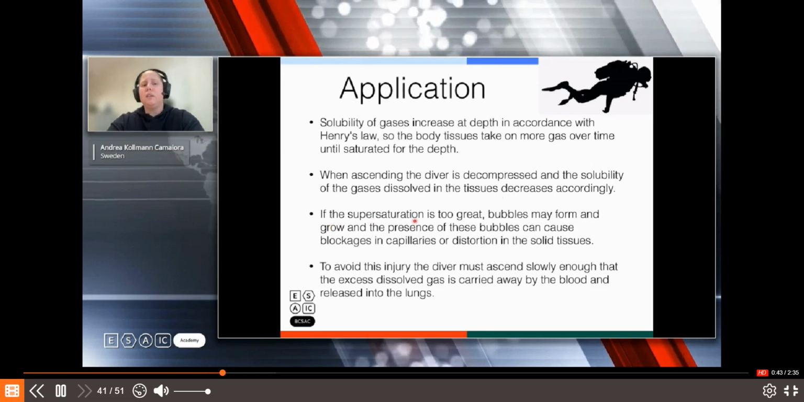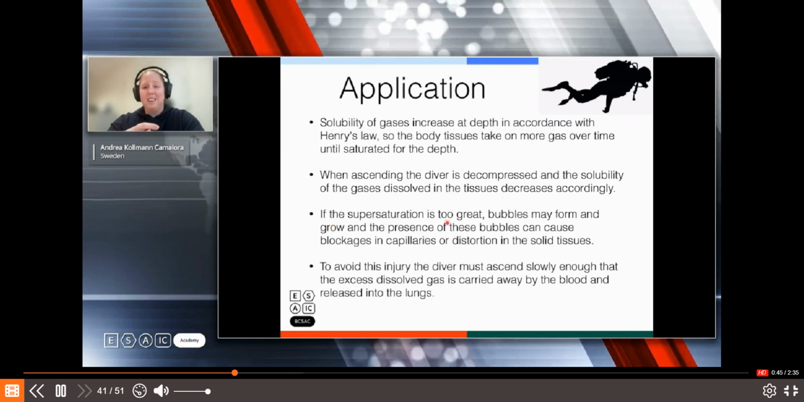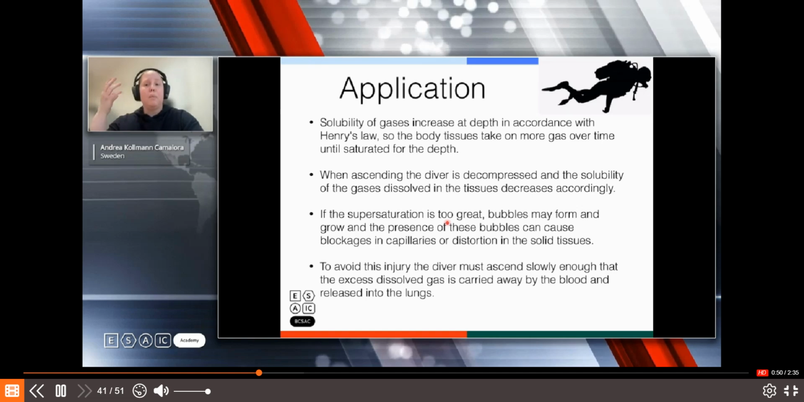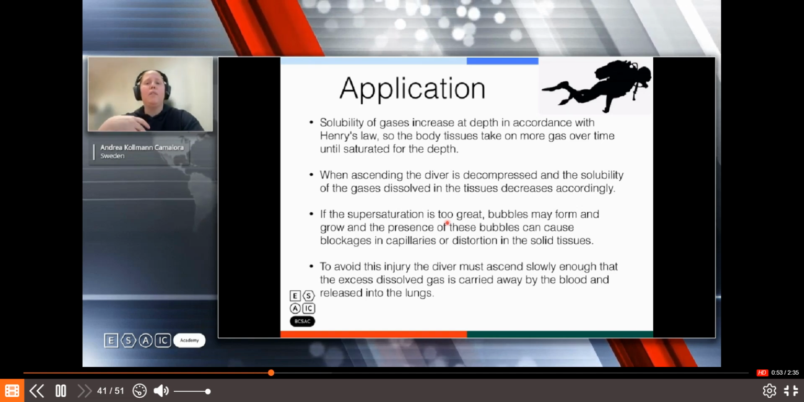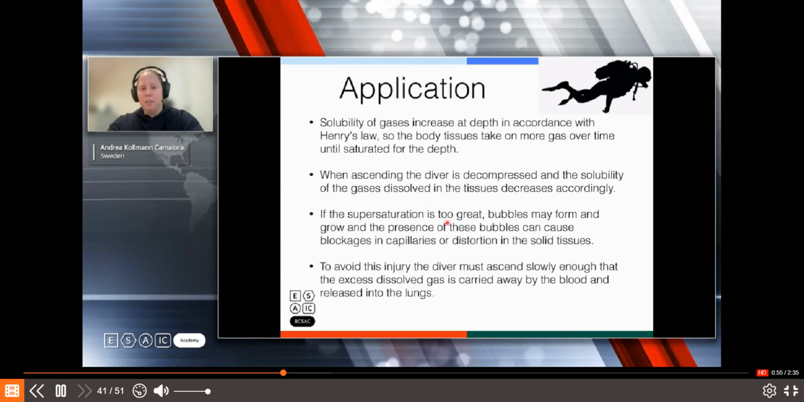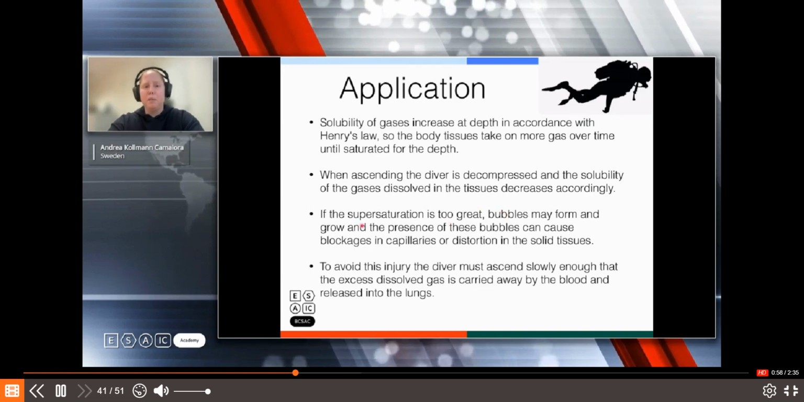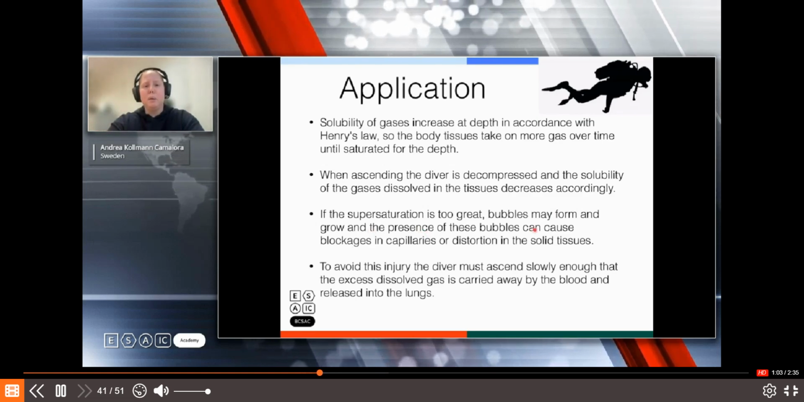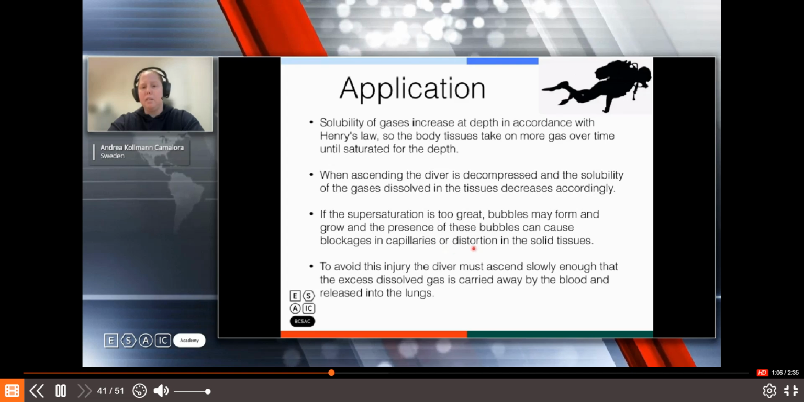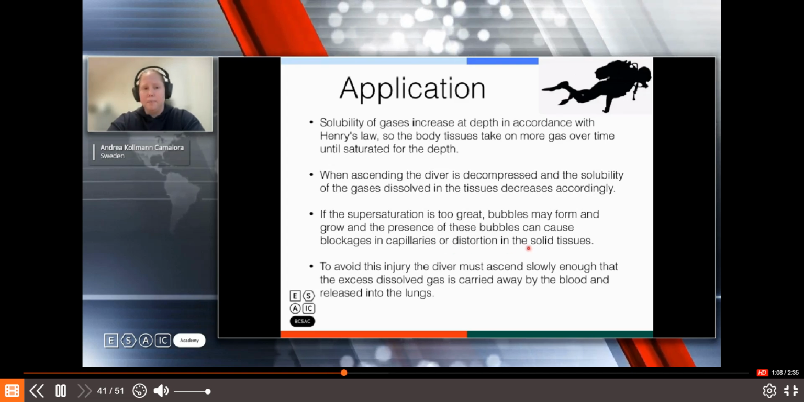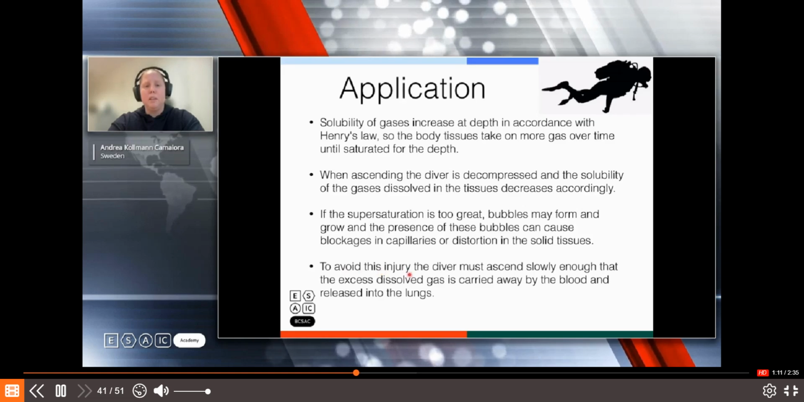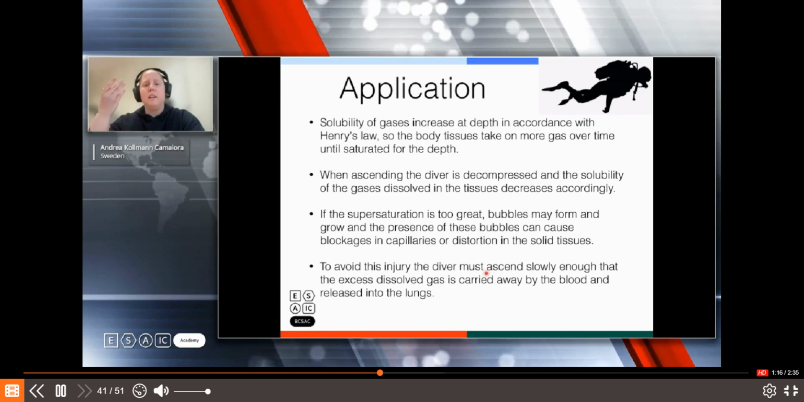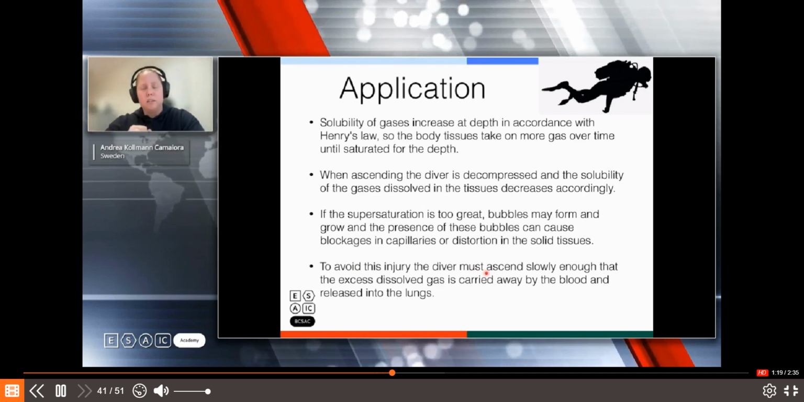So if the supersaturation is too great, so if everything is just dissolved and the diver goes up too fast and there is no time for that gas to leave those tissues, bubbles may form and grow because there is less pressure applied to them, so they grow. And the presence of these bubbles can cause blockages in capillaries or also affect the solid tissues. So to avoid this injury, the diver must ascend slowly enough that the excess dissolved gas is carried by the blood and released into the lungs slowly.